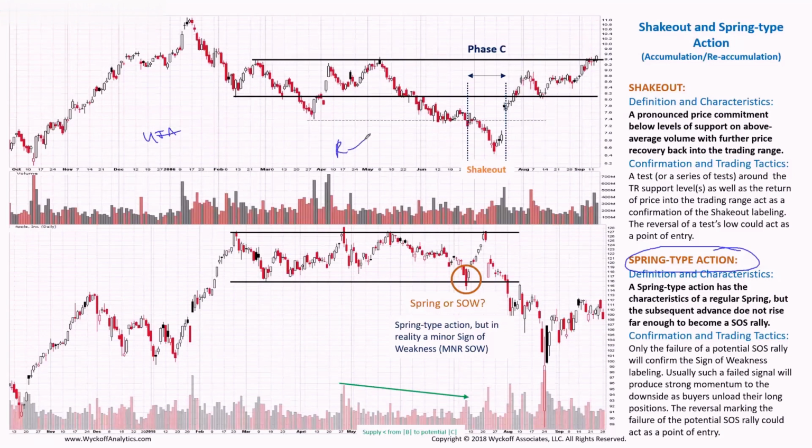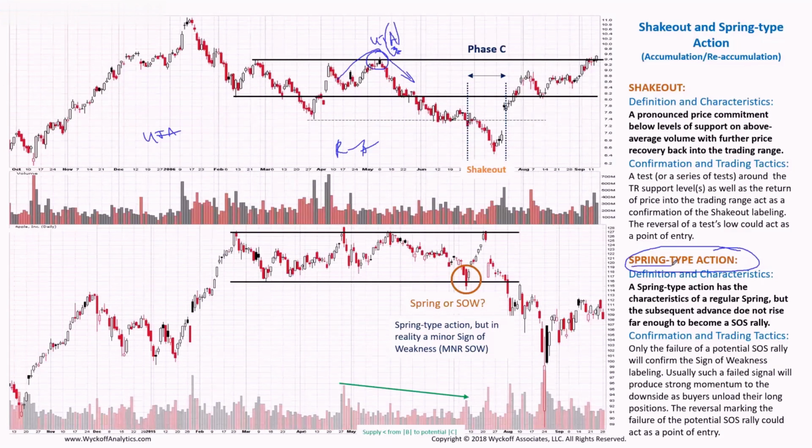So in the reaccumulation, an attempt to commit to the upside with the subsequent failure is going to be labeled as an upthrust action. It looks like an upthrust, but in the reaccumulation, we know that we usually don't use upthrust as a definition, but it's there. It looks like an upthrust, it acts like an upthrust. It is an upthrust only in the distribution, so therefore we would say upthrust action. It acts like an upthrust.